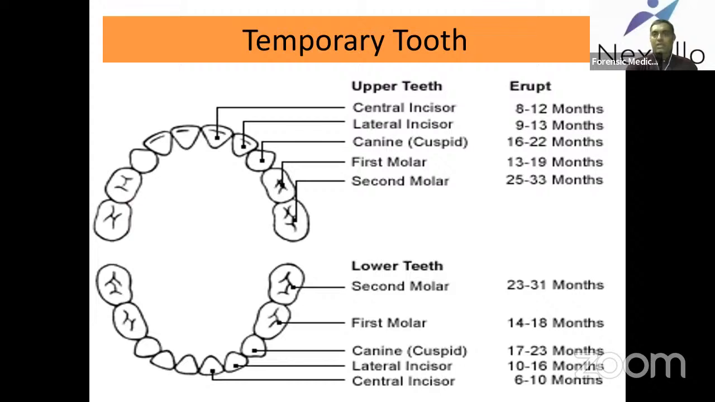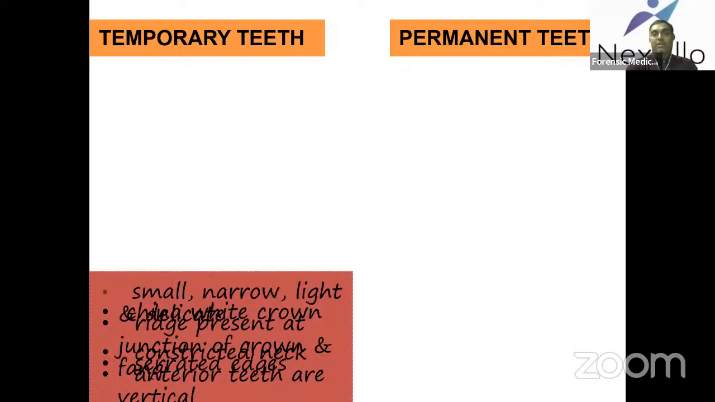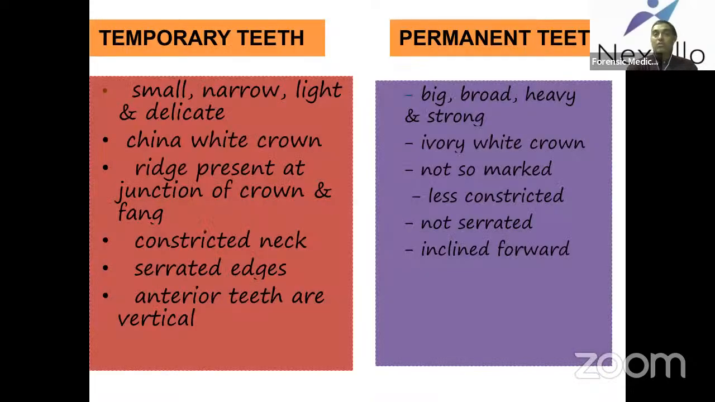These are some of the temporary teeth, as we all know. I have mentioned the eruption months and when the permanent tooth is erupted. Accordingly, you can also see in the dental x-rays, where you can understand more clearly whether a tooth is erupted or not. We use the OPG, which is a view of the x-rays from the dental point of view, and accordingly you can understand whether the tooth is erupted or not. Temporary and permanent teeth have differences. Temporary teeth are small, narrow, light and delicate. The permanent ones are big, broad, heavy and strong.